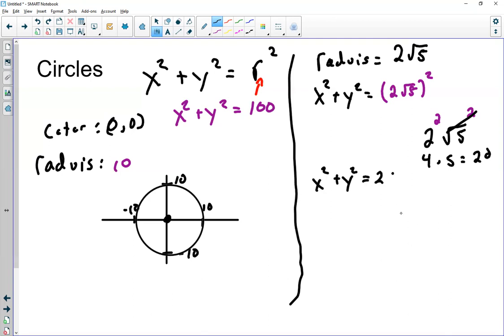Do we need to graph this or no? No, I give you the information, you give me the equation. I just told you the radius is root 2.